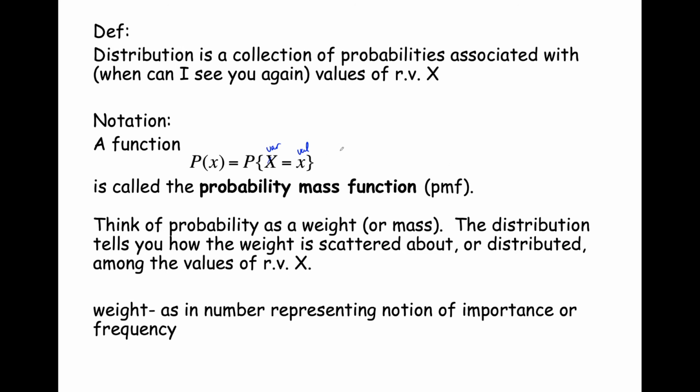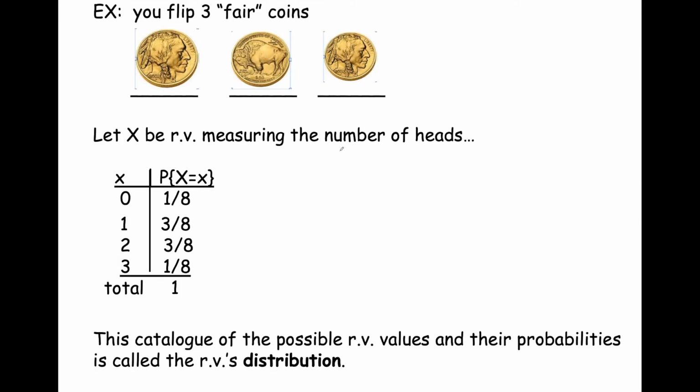And you can think of the probability mass as a weight or mass. And this distribution then, this table listing all the possible outcomes and the associated probabilities, the associated weights, if you will, tells you how the weight is scattered about or distributed among the different values that the random variable can take on. And you can think of a weight almost like a number representing some notion of importance or frequency. The more quote unquote important values of the random variable are going to occur more frequently.